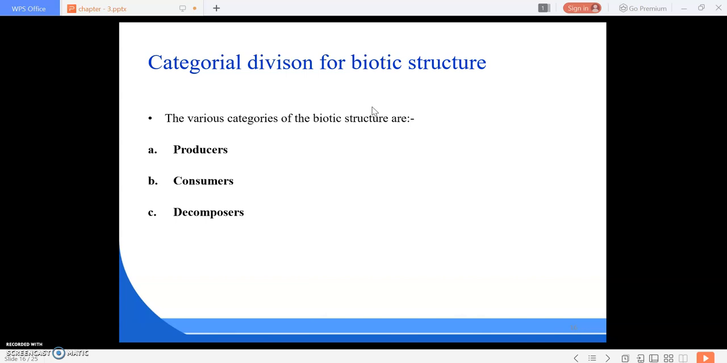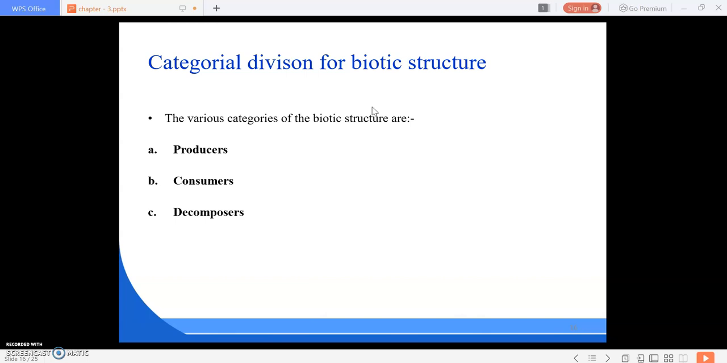Okay, so the various categories of the biotic structure are producers, consumers, and decomposers, and these are the living organisms. So what do you mean by producers? Who produce the food, and how do they produce the food? And we know that only the plants can produce the food. Okay. Next is our consumers.